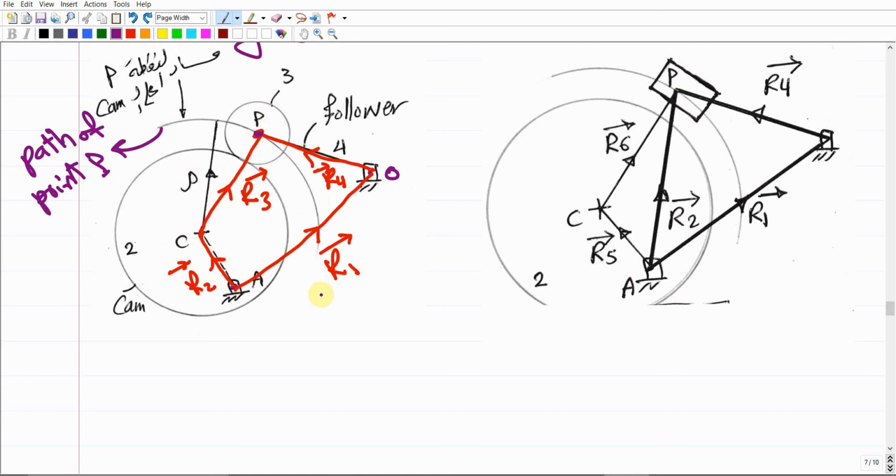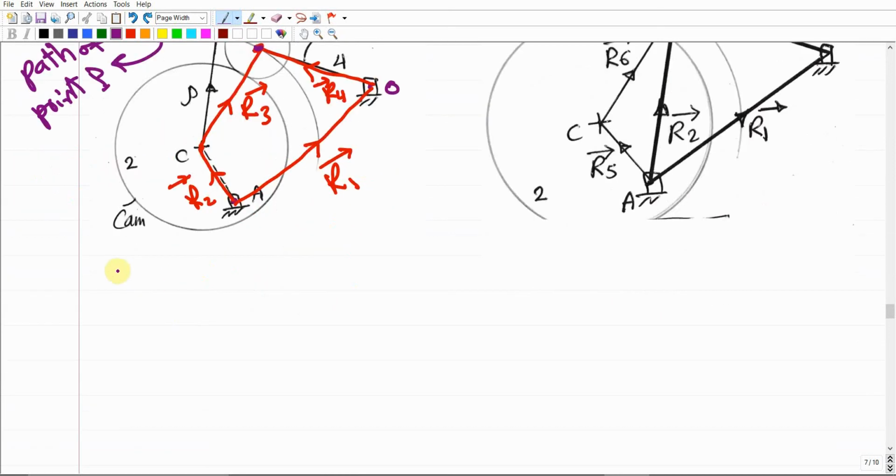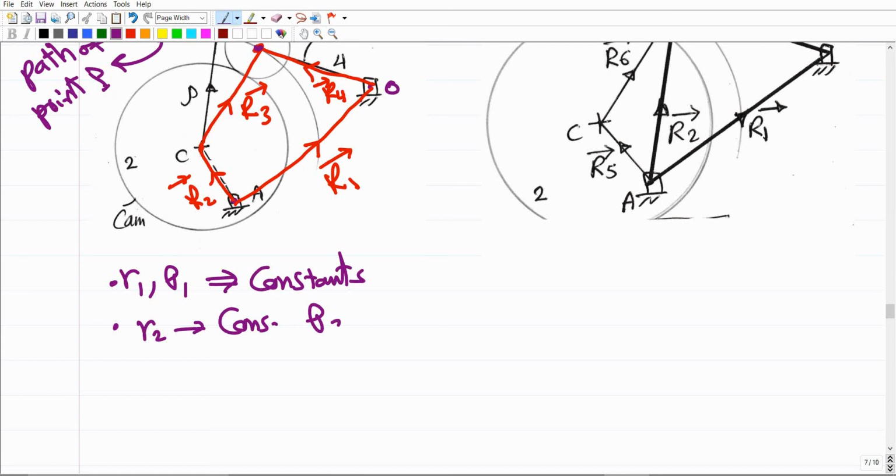If we try to solve this loop, which is R1, R2, R3, and R4, I ask you to define which of these are constants and which are variables. You're going to realize that R1 and theta 1 definitely both are constants, right? Agree? Why? It has been set up between two fixed points, point O and A. And R2 is going to be constant, but theta 2 is variable, right? Why? Because this angle is going to change if we give rotation to the cam, but this distance between A and C is a fixed distance.